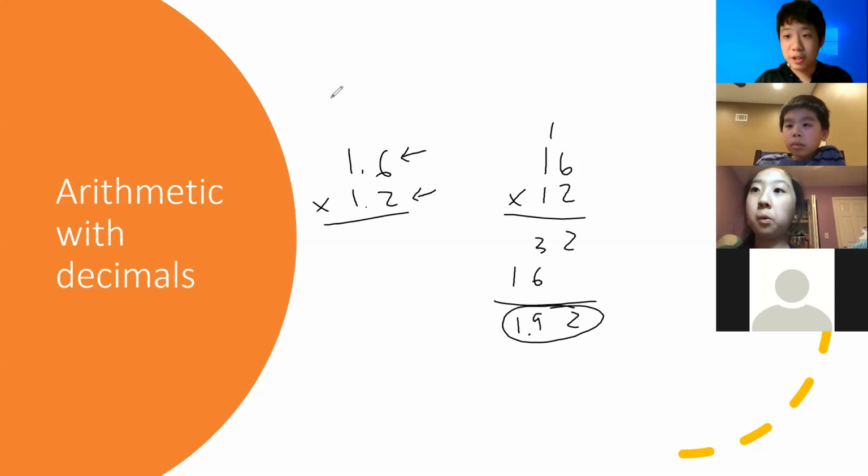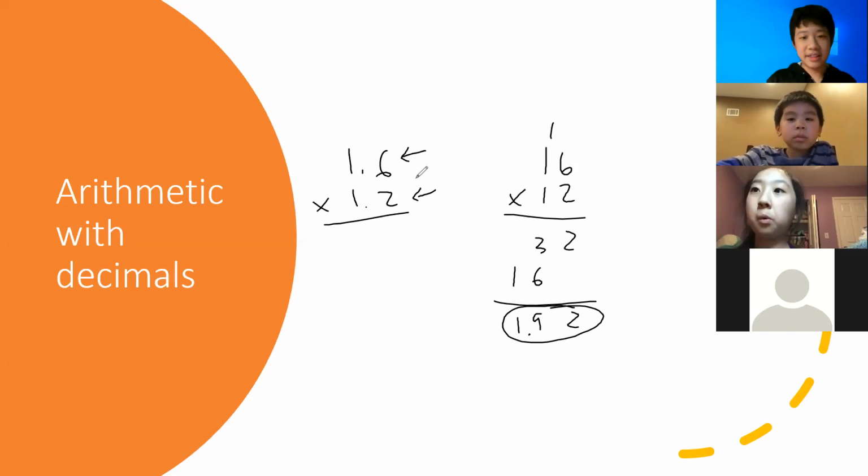So that's how you would multiply decimals. Okay, so first of all, you ignore the decimal point, just multiply it normally, and then you count the numbers to the right of the decimal point in both of the numbers that you are multiplying, and then that is the number of digits that is supposed to be to the right in the final answer.